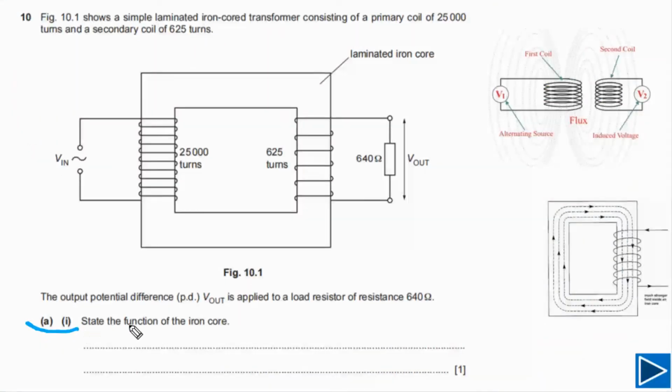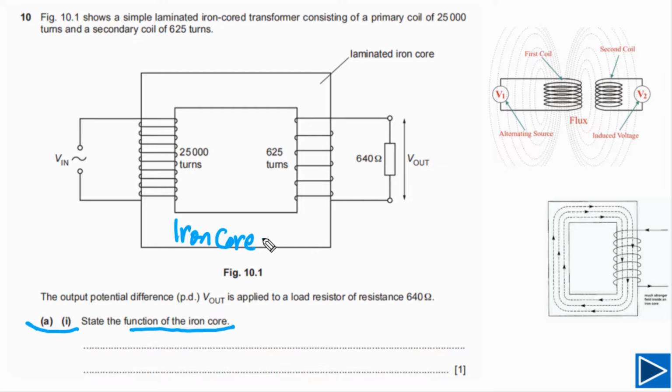For part A1, we need to state the function of the iron core. Means why do we need to use iron core in a transformer? And this question is very common in past papers. Most of the students can answer this question easily by just memorizing the answer, but they don't understand the reason behind the answer. So in today's class, I will explain the reason behind using iron core. Means why do we use iron core?